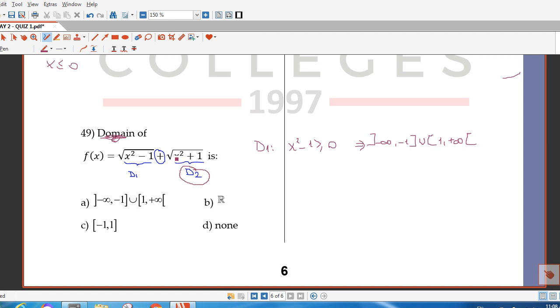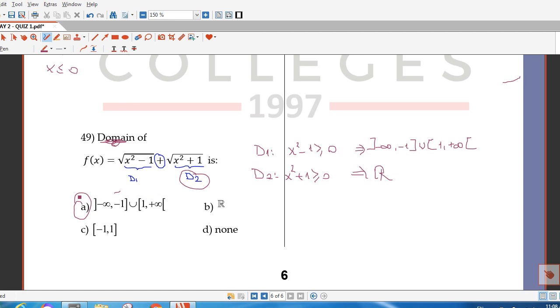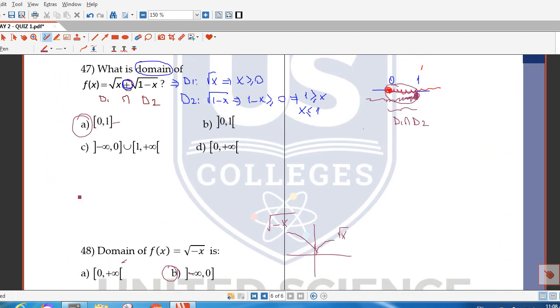Domain of the second function, x squared plus 1. x squared plus 1 is always greater than or equal to 0, so I can say the domain is all real numbers, and the intersection of them will be A.